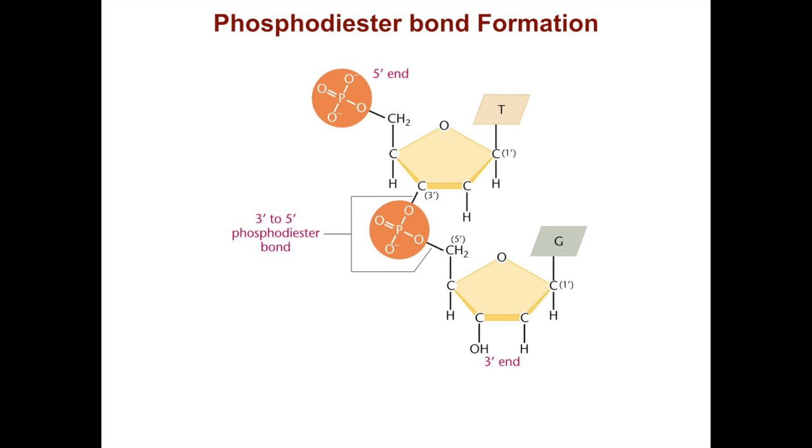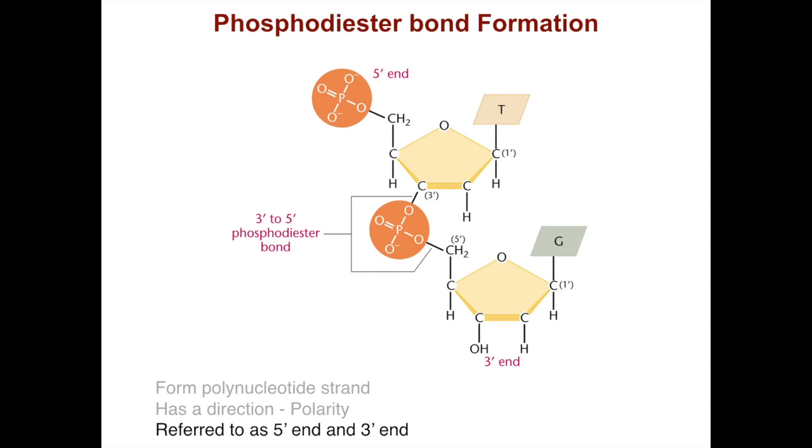To form DNA, you have to make a phosphodiester bond. And you can see here that nucleotides form a polynucleotide strand that has a direction, this 5' to 3' polarity, that is given in part by the phosphodiester bond. So the 5' end has a phosphate on it, and the 3' end does not. So these are our two ends of DNA, the 5' end and the 3' end.